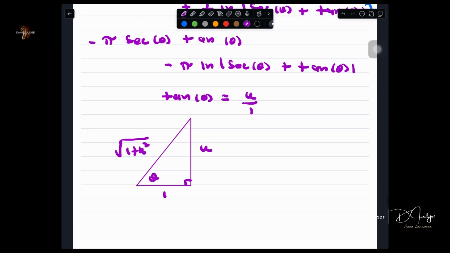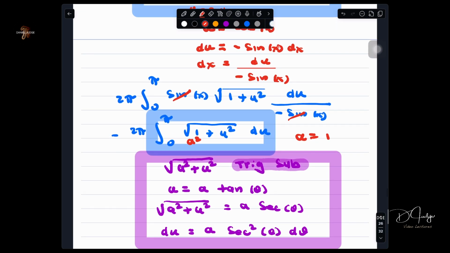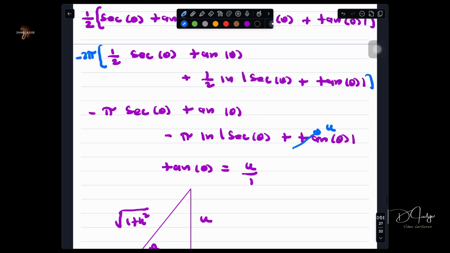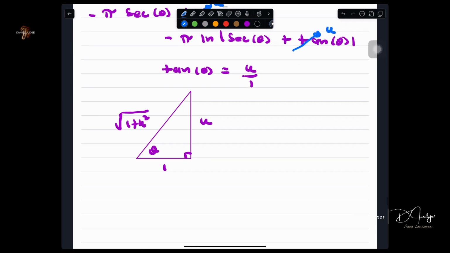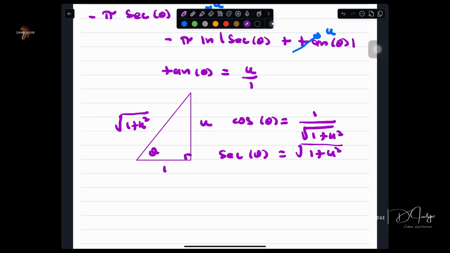Okay, now we need secant theta. We already know tangent theta is u. So let's see, what color? I guess this is blue. So we're going back to blue. Tangent theta is u. We need secant theta now. So cosine theta, though, is adjacent over hypotenuse. And so secant theta is the square root of 1 plus u squared.